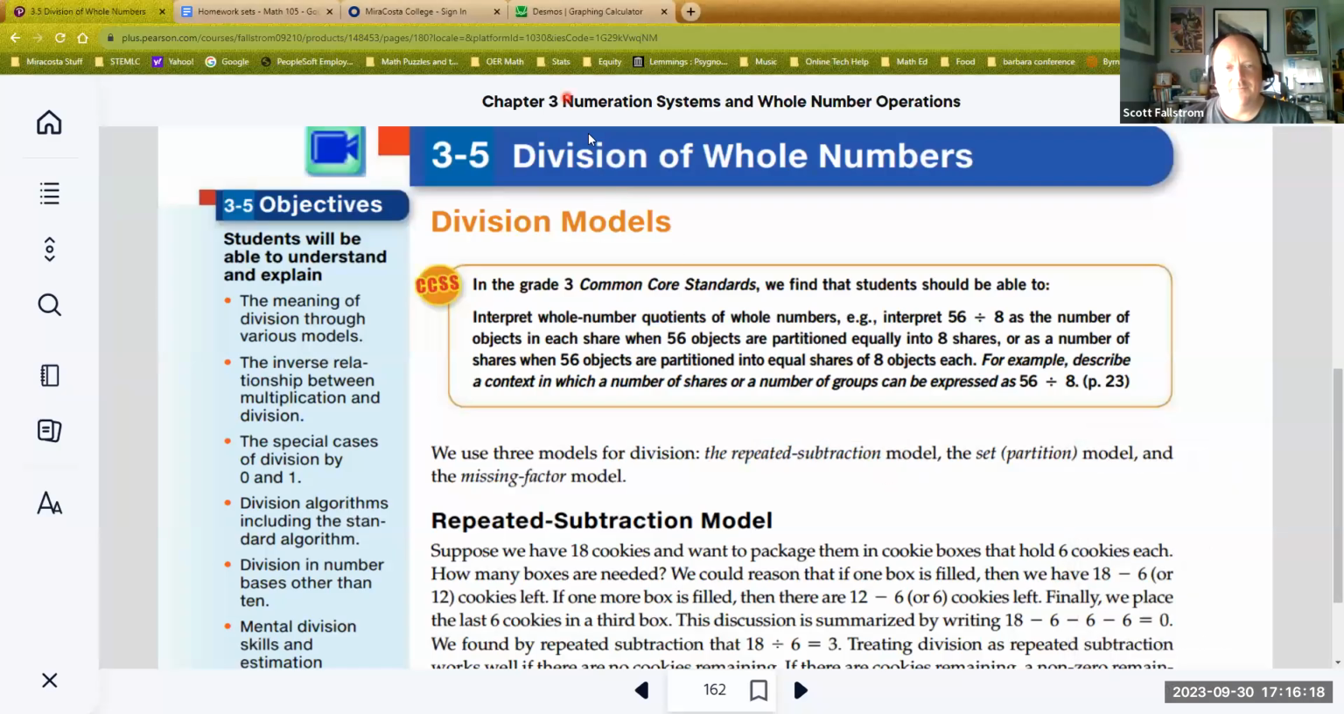And you'll see why, because we're measuring something out. So I'll type that in right above it. Sometimes this is known as measurement, the model. And the second one, they call it the set model, sometimes called the partition model.